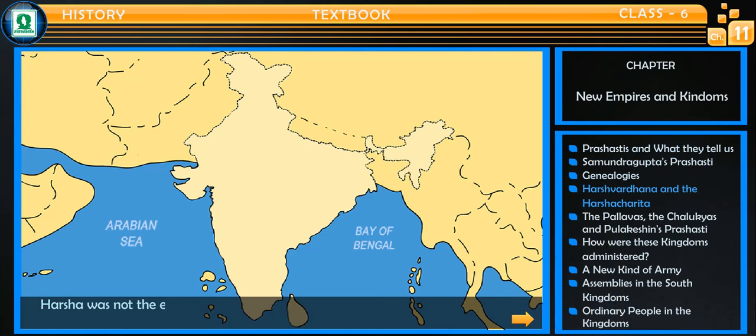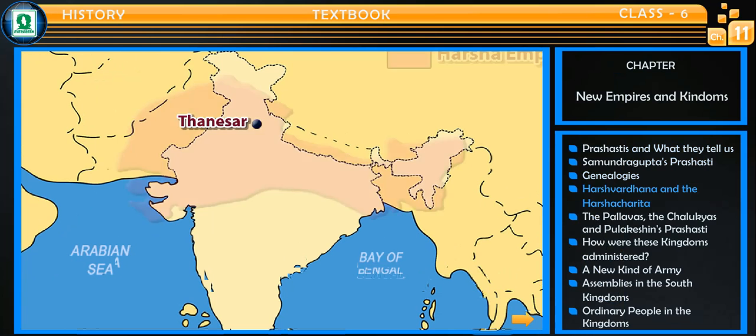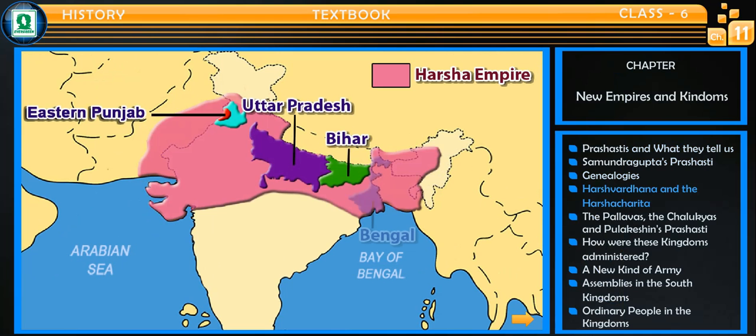Harsha was not the eldest son of his father, but became king of Thanesar after the death of both his father and elder brother. His empire extended over eastern Punjab, the whole of Uttar Pradesh, Bihar, Bengal, Orissa, Rajasthan, and parts of Sindh and the Himalayas.